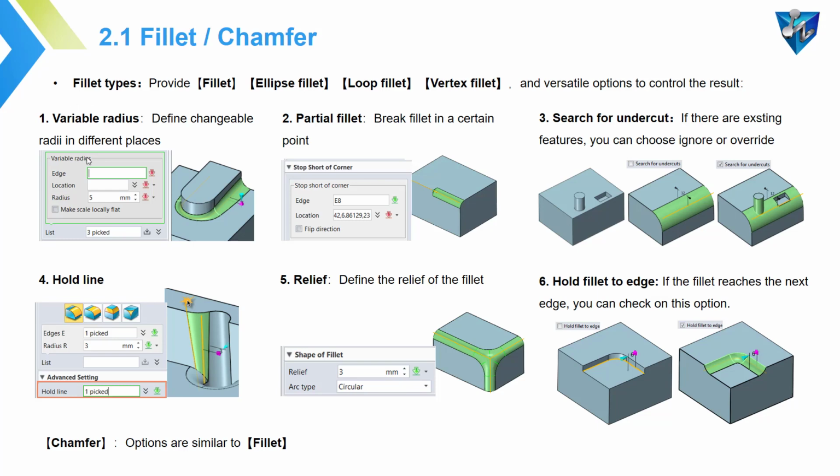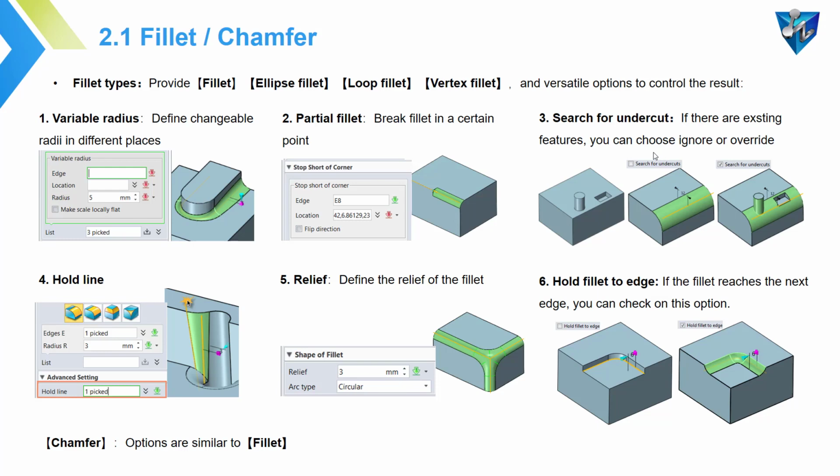Here I list 6 of them. Let's see the first one, the variable radius. In ZW3D, you can define the changeable radius in different places, as you can see in the image below. The second one is partial fillet. Here you can see we can break the fillet at a certain point when creating the fillet for a whole edge. The third one is search for undercut.